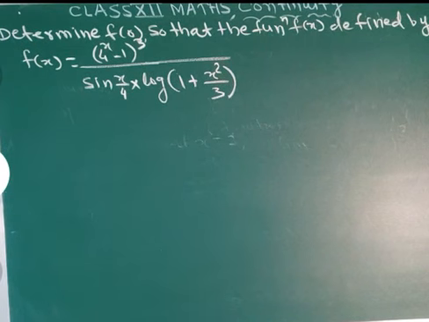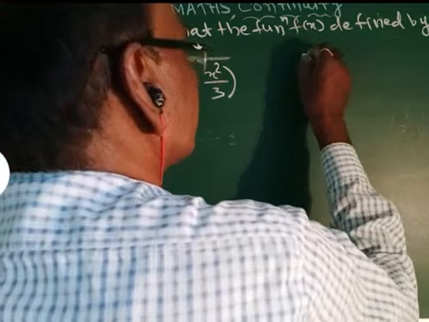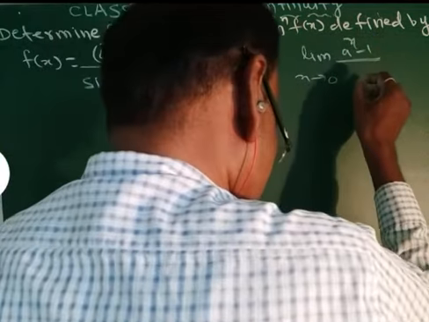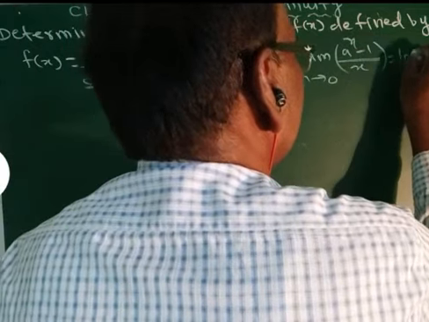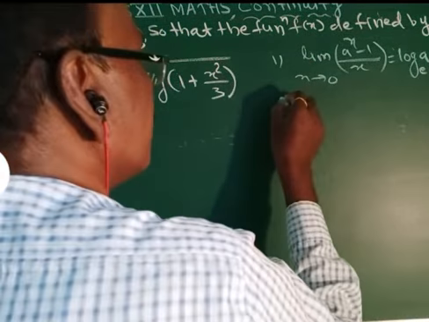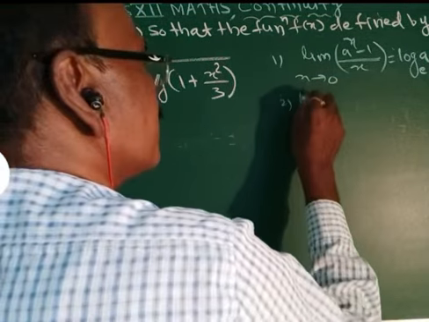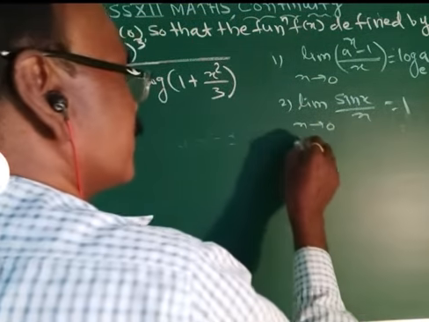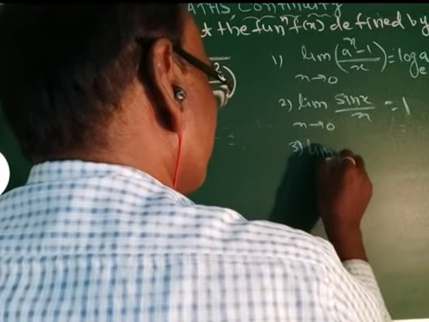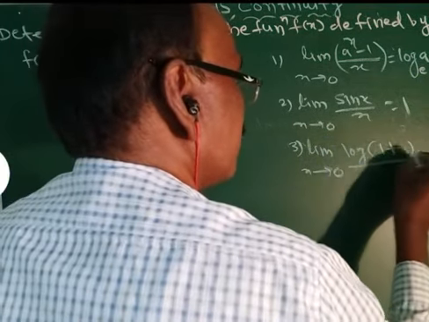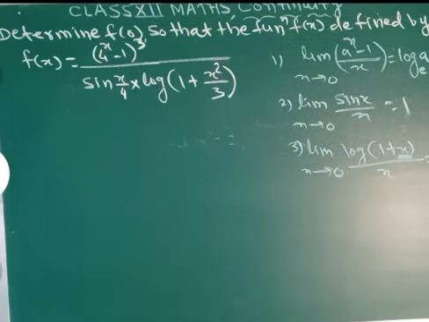So let us solve this question. For this question you must remember this formula: limit x tending to 0 of (a raised to the power x minus 1) upon x equals log of a, to the base e, okay? This formula you have to remember. Similarly, the second formula we learnt in class 11: limit x tending to 0 of sin x upon x also equals 1. And third is limit x tending to 0 of log of 1 plus x upon x also equals 1. So these three formulas you have to remember here. Okay, now let us solve this question.